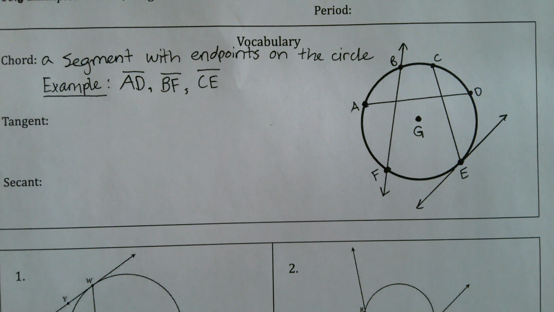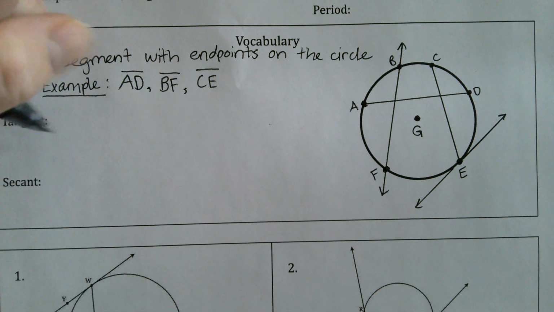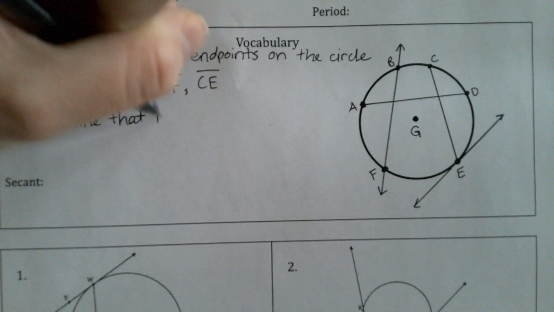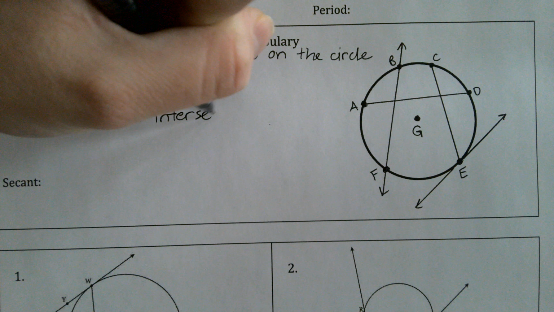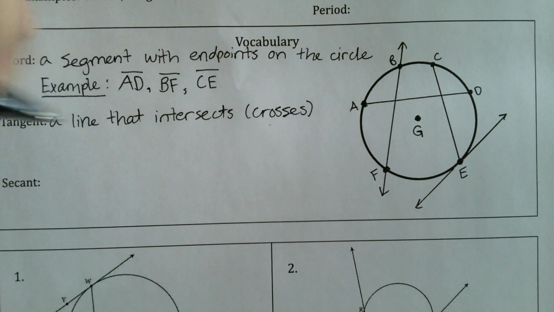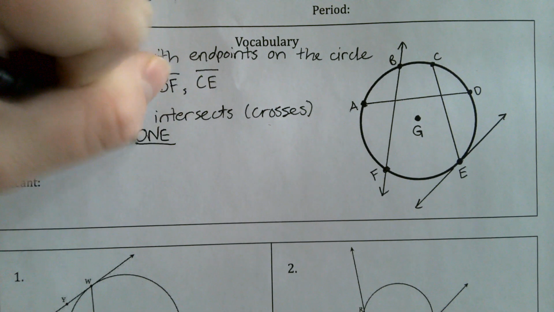Tangent and secant, these are lines, and so that automatically kind of just differentiates them from a chord. And then on top of that, you've heard the word tangent before. This is different from the tangent trig function that we talked about for the last unit. So two different things. Tangent is a line that intersects, or if you prefer, crosses a circle one time.